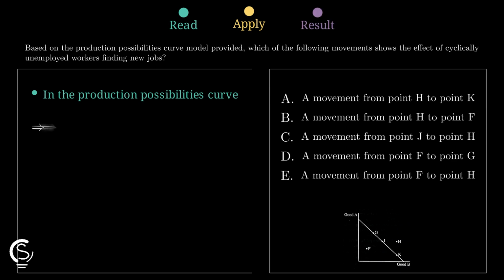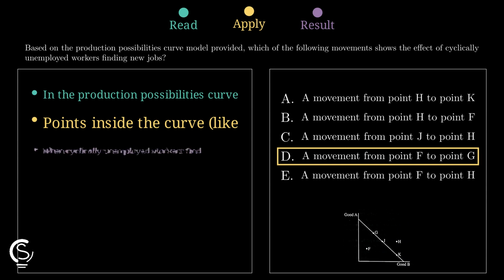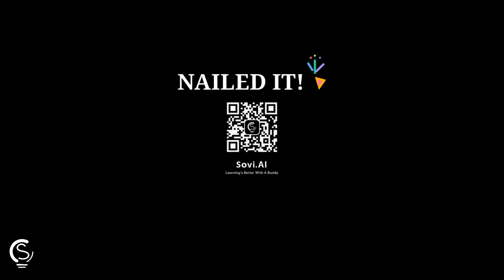That means we want the movement from F, an inefficient inside point, to G, a full employment point on the curve. So option D wins. Well done! Option D, scan now.